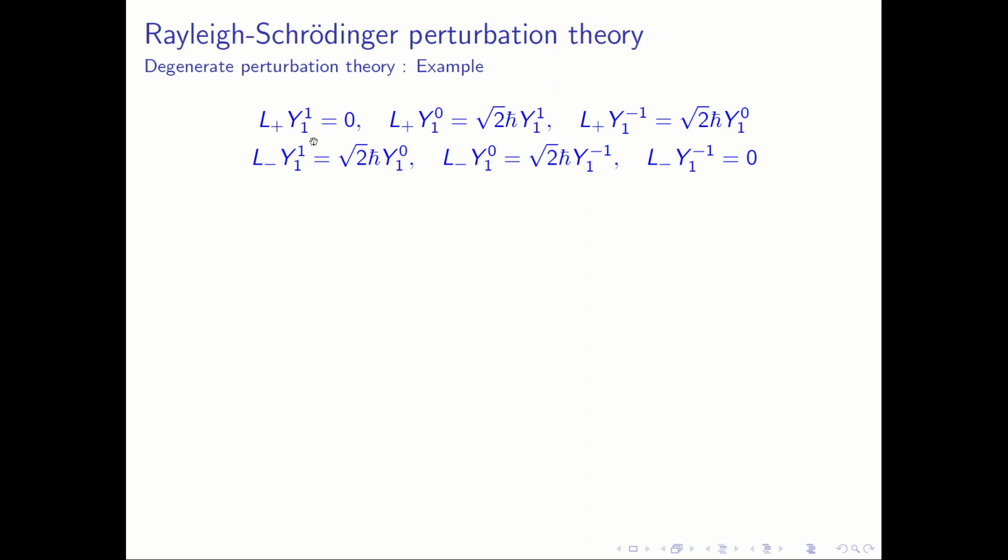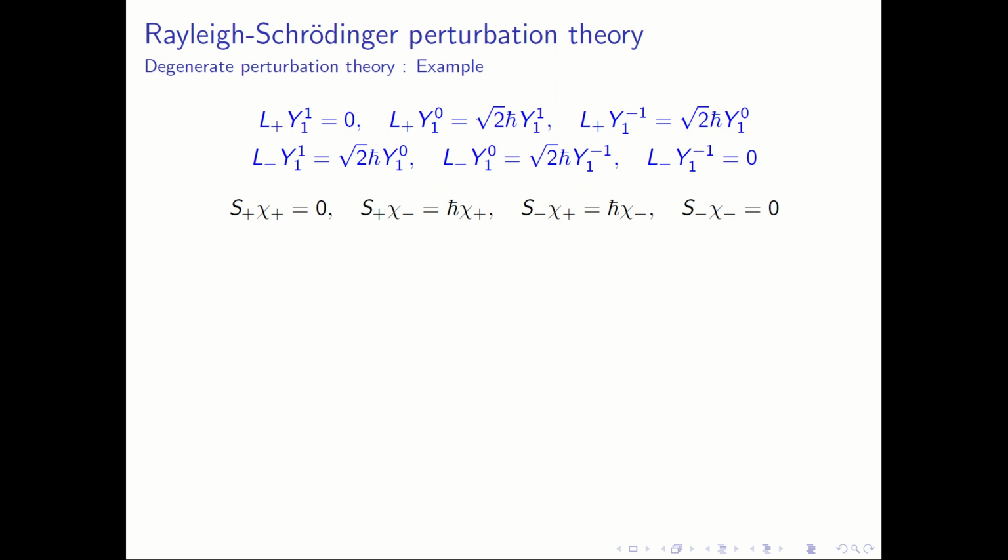And similarly, L minus lowers Y11 to Y10, lowers Y10 to Y1 minus 1, and of course kills Y1 minus 1. In addition to these, we will need the results of S plus acting on chi plus, which is of course 0. You can't raise a spin up any further. S plus acting on chi minus is just 1 H bar times chi plus.